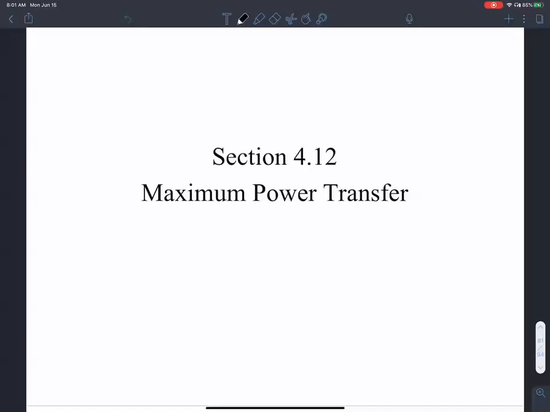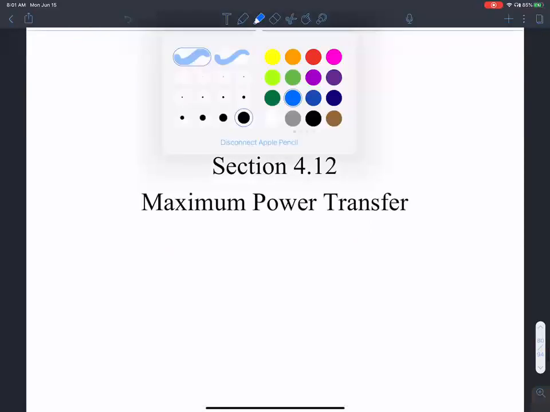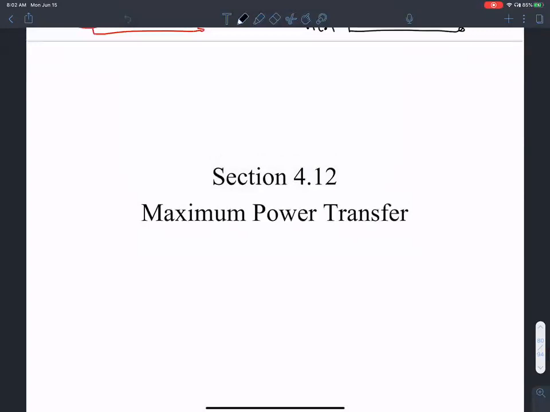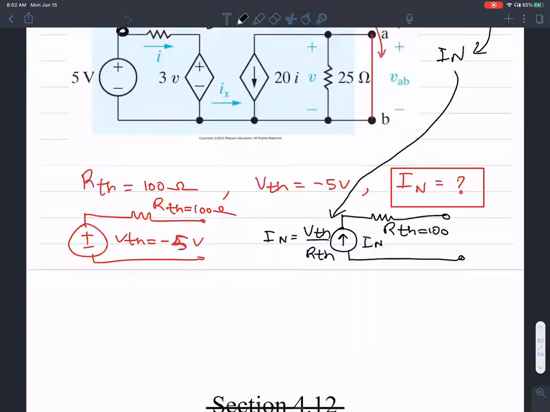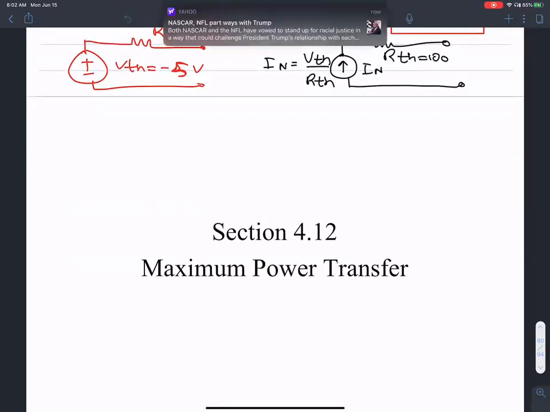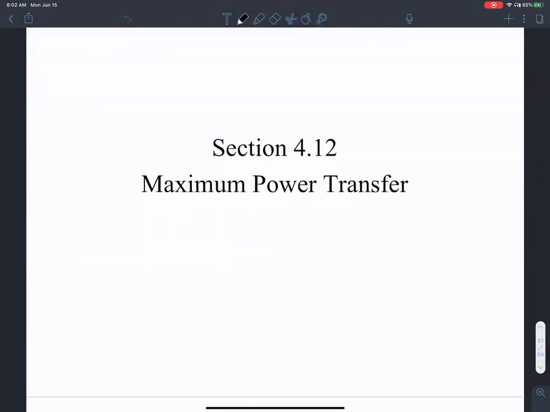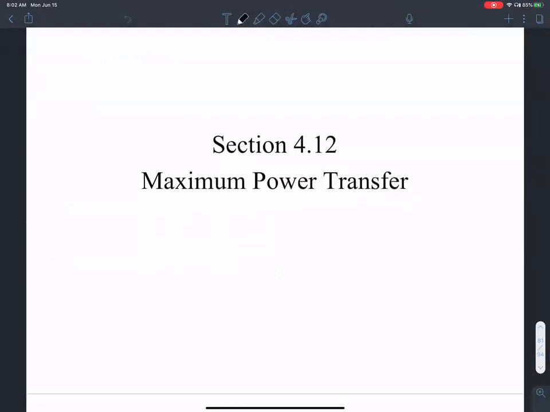Okay, so we'll finish chapter 4 today. Very simple, two very simple concepts that we have to discuss. We talked about the different techniques, Norton and Thevenin equivalent techniques, in the last class. This class, we'll be talking about the maximum power transfer and superposition theorem.